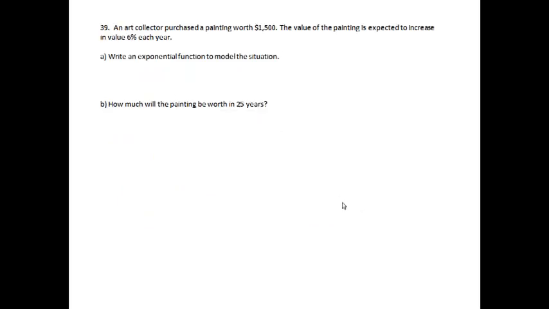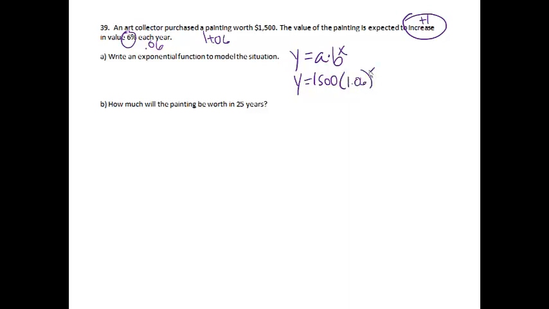All right, problem 39. An art collector purchased a painting worth $1,500. The value of a painting is expected to increase in value 6% each year. A couple things I notice are increase and 6%, and it says to write an exponential function to model the situation. Remember, our exponential is going to be y equals a times b to the x, and a is our starting amount, so we're going to have 1,500, and then our b is going to be the growth rate. We're going to take our 6% and change it to 0.06 because we're going to move our decimal over 2 places, and then since it increases, we're going to add 1, so 1 plus 0.06 is going to be 1.06, and it will be to the x power. We have to have the x as an exponent because it's an exponential function.